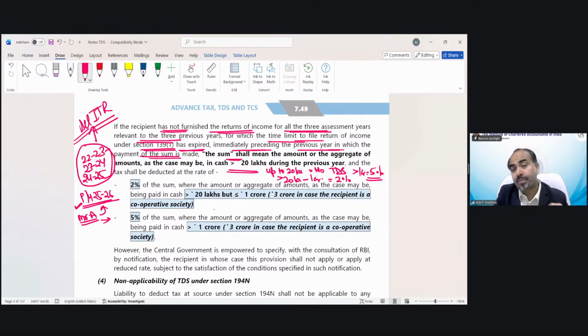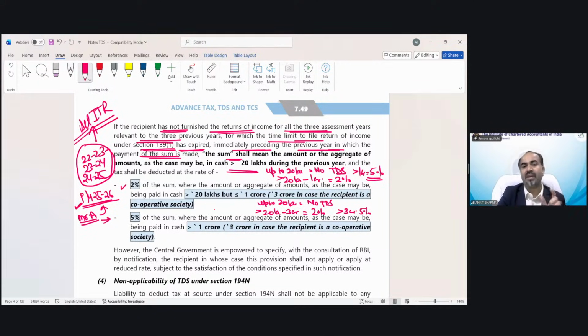And in case of a cooperative society, what will happen? Again, same, up to 20 lakh, no TDS. Now, after 20 lakh till 3 crore, because the earlier limit for a society is 3 crore rupees, the TDS rate would be 2%. And after 3 crore, the rate would be 5%. That has been explained over here.